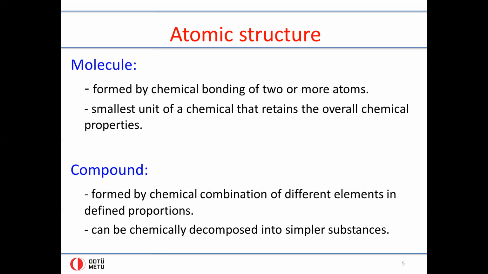atoms, and it is referred to as the smallest unit of a chemical that retains the overall chemical properties, which will have the same chemical behavior related with this property. And a compound is very similar in that it is made up of different elements, or it contains two different types of elements or more. And the idea is that a compound can be chemically decomposed into simpler substances.